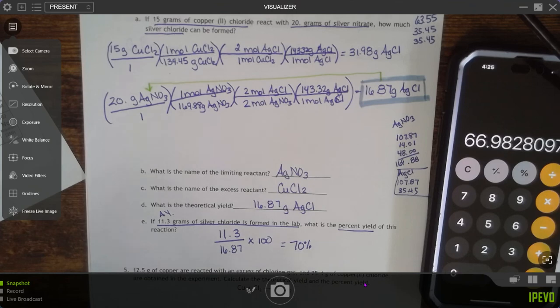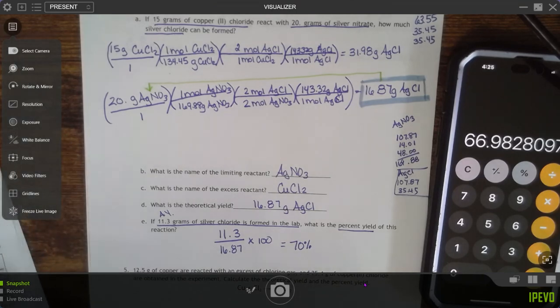Okay? All right. So hopefully we've been doing these gram to gram calculations for quite a bit of time now. So hopefully it's starting to make sense and you can go through these relatively quickly.